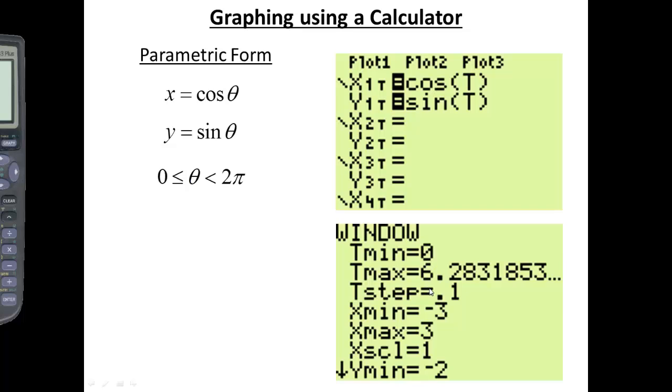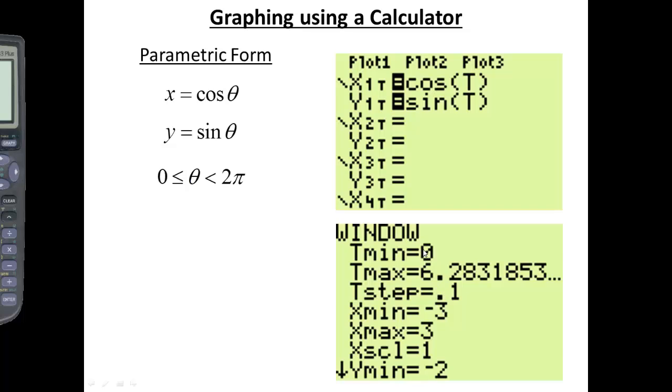Alright, and then as far as the t-step goes, make sure that number is small. Most likely when you pulled it up, it probably said something about 0.13. That's perfectly fine. You can leave it like that. I typically type in 0.1 just so I can be consistent. We want that t-step to be small, but not too small, and of course not too big either. Basically what your calculator does when it's graphing is plot points. That's all your calculator knows how to do. And that t-step tells the calculator how often to plot a point.